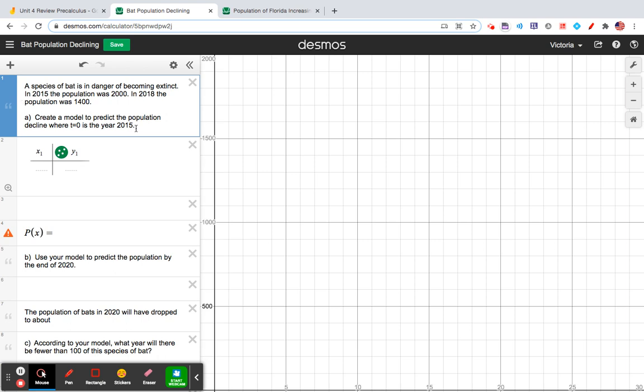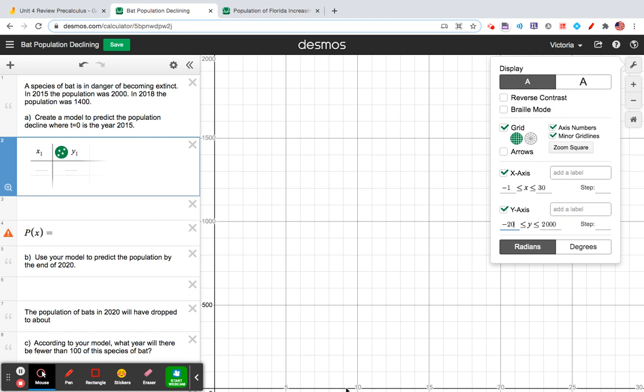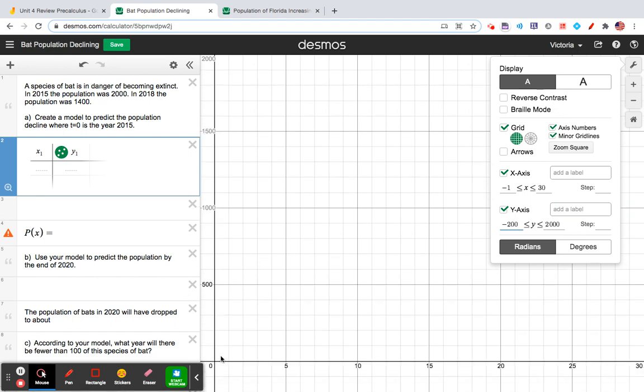And then what I need to do is look for context clues and find two ordered pairs that I know will satisfy this equation. So it says t equals 0 is the year 2015. So I'm going to do 0. Another really important thing is you should then go and change your graph settings. So I have for my x-axis -1 to 30. For my y-axis, I think I kind of want to bring it up. I'll go down a little bit more, so -20. Well, I just like to see my axes.